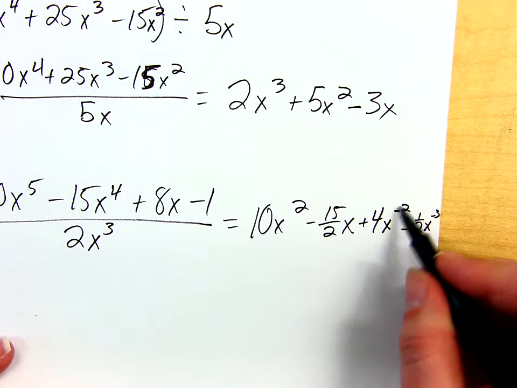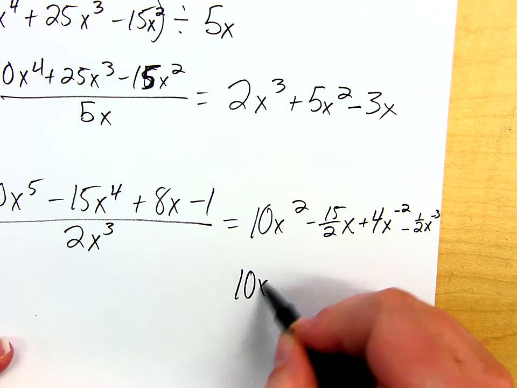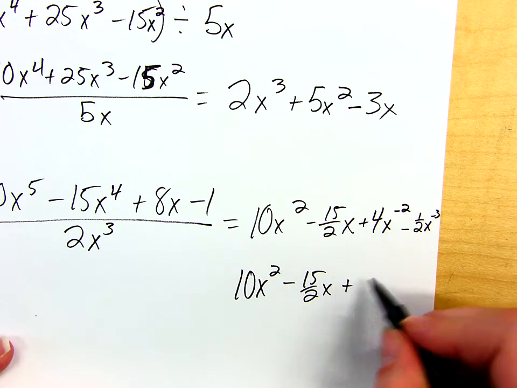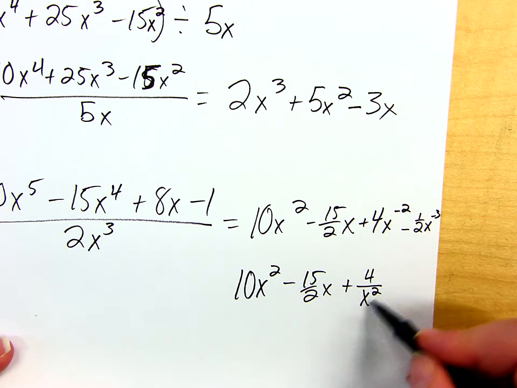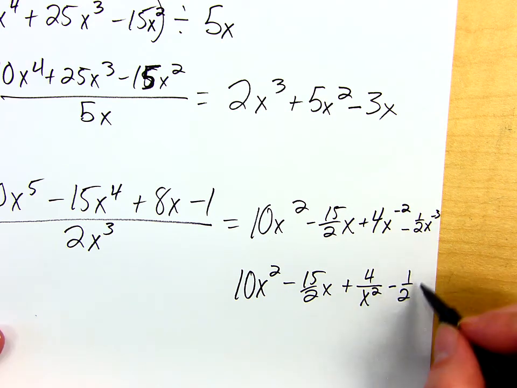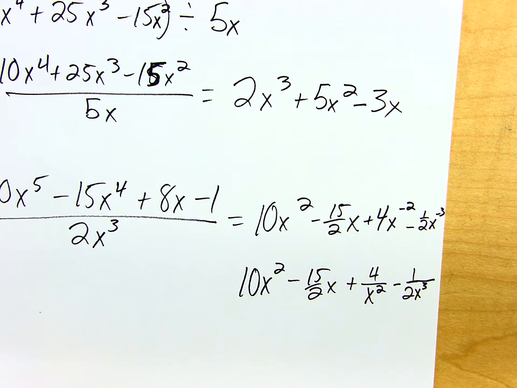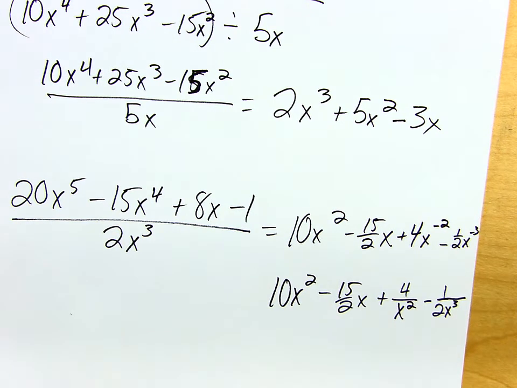Okay, so do you remember what happens with the negative exponents? Yeah, you put them downstairs, so now it's going to look like this. 15/2 x. And now I have plus 4 over x squared. Remember that? It goes down to the bottom but becomes positive. So this last one will be minus 1/2, and I'd have x to the third in the denominator. Does that make sense? Is that okay for everybody? So, dividing a polynomial by a monomial, not that bad. You just divide each one and then fix your answer if you need to.